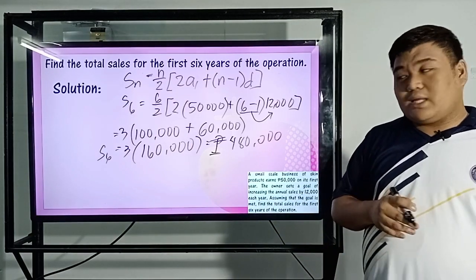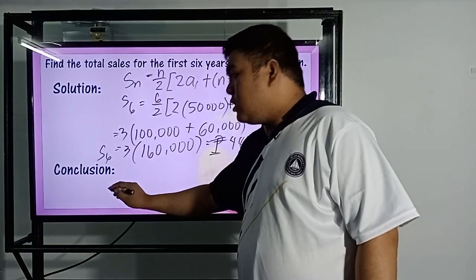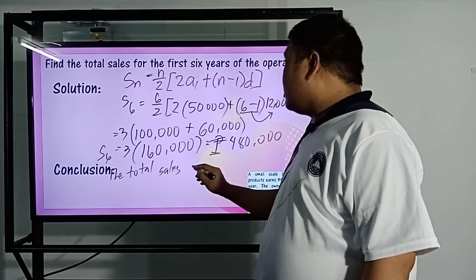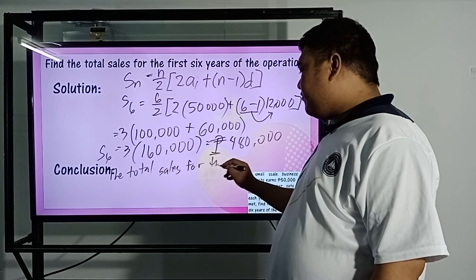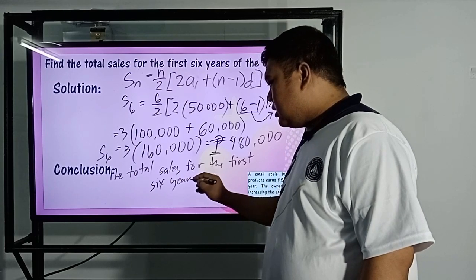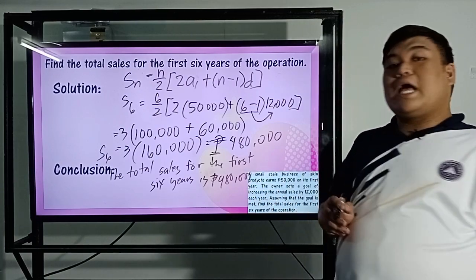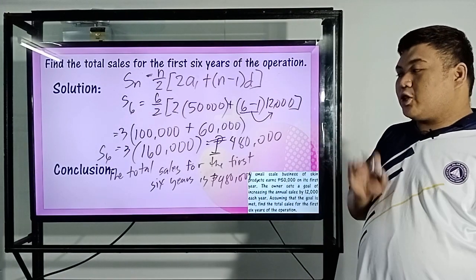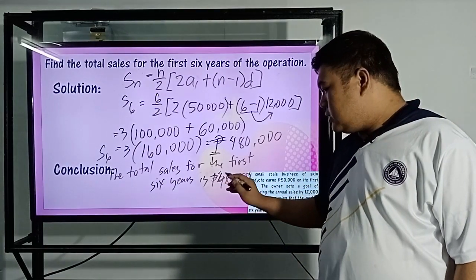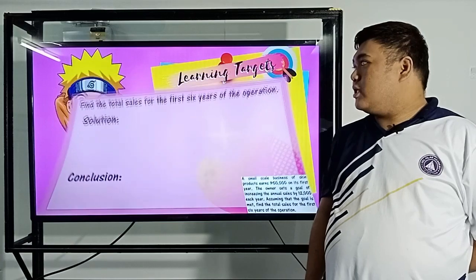Now, ano yung meron kay 480,000? Diyan na po papasok si conclusion. So, therefore, the total sales for the first 6 years is 480,000 pesos. So again, the total sales for the first 6 years of operation is 480,000 pesos.